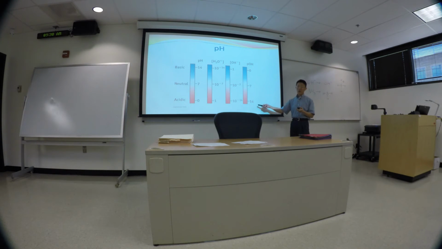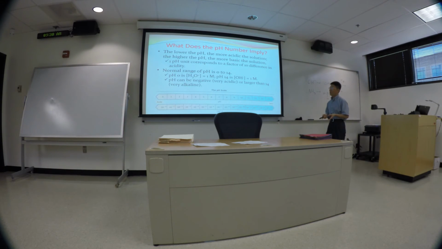So this is how we define acidic and basic solution there. So again, the pH scale. What does the pH number imply? Well, in this case, the lower the pH, the more acidic the solution. Okay? And the higher the pH, the more basic the solution.